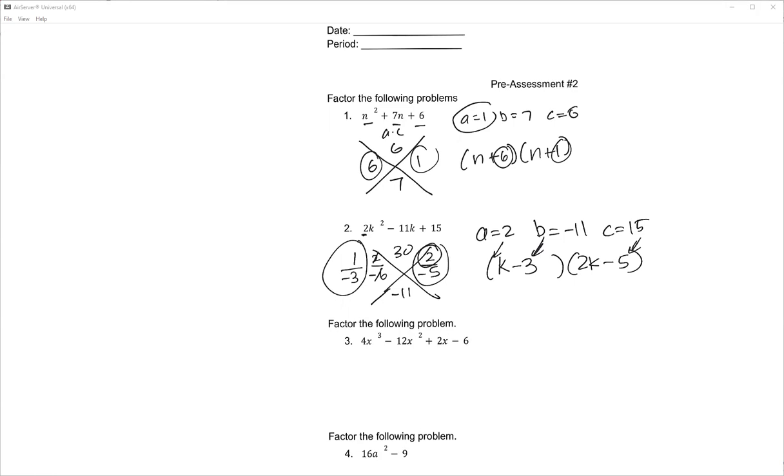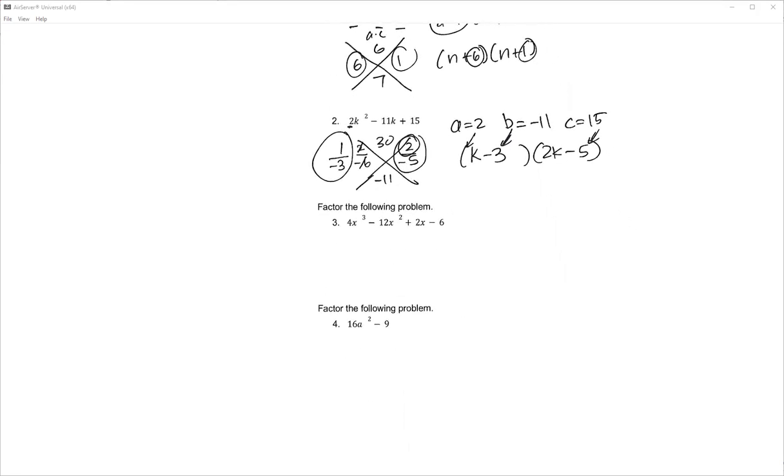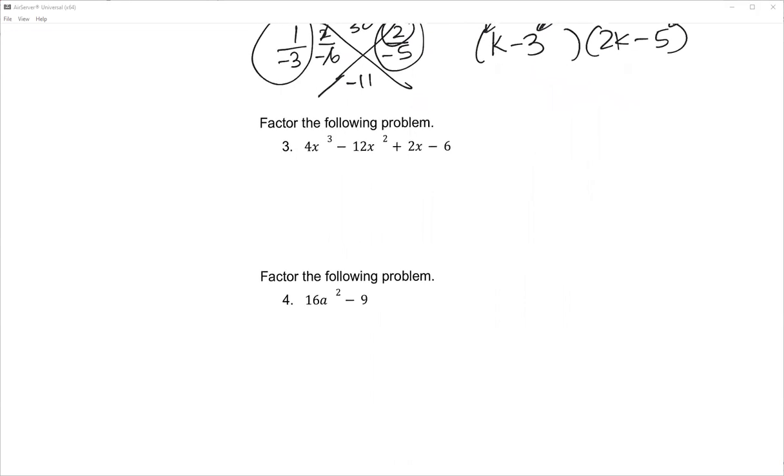Cool? Any questions on that? Actually, no questions right now. Okay, number 3. We're going to do grouping. Am I going too fast? We're good? Okay. Grouping. We're going to group the first 2. We're going to group the second 2.